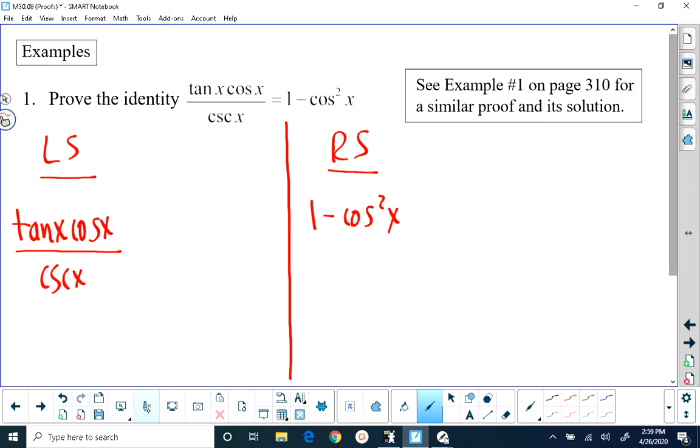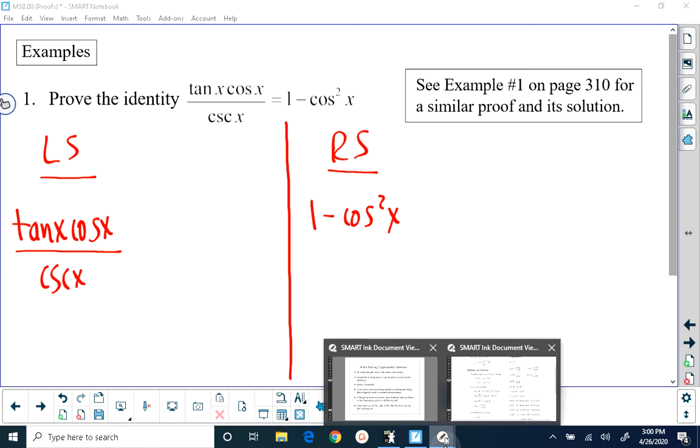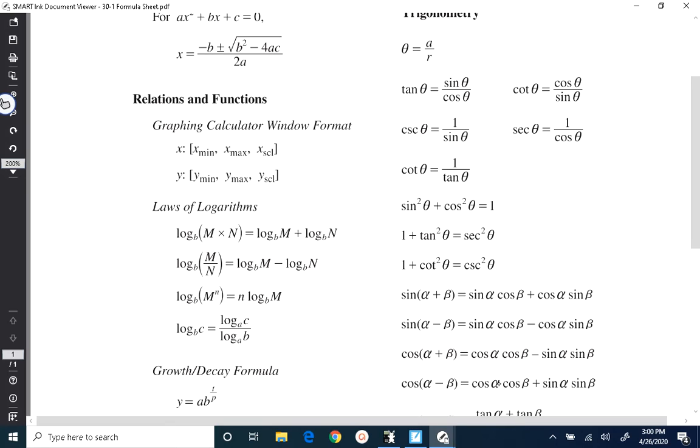We are going to do that by continually changing the appearance of the left side and the appearance of the right side using identities from your formula sheet. So that's one of the first things to note as we go through our work today: you are going to need a formula sheet that you can refer to so that you can look at the identities.